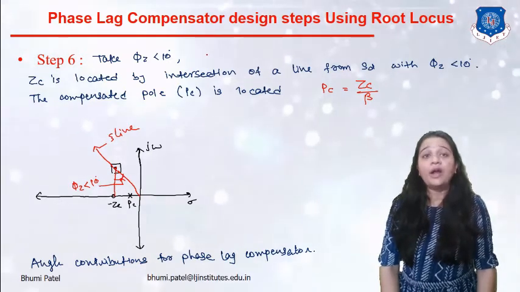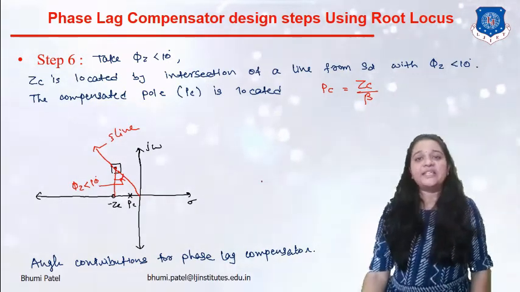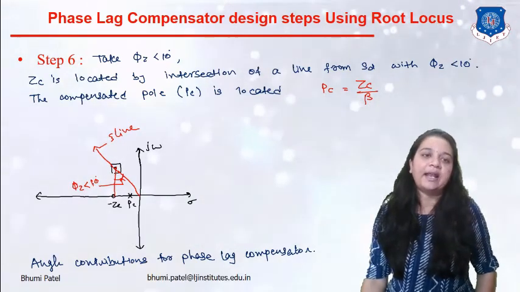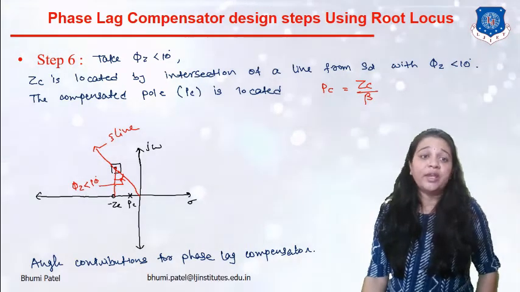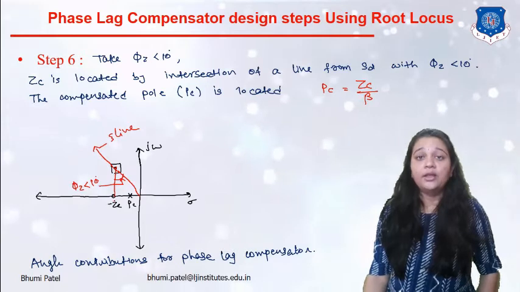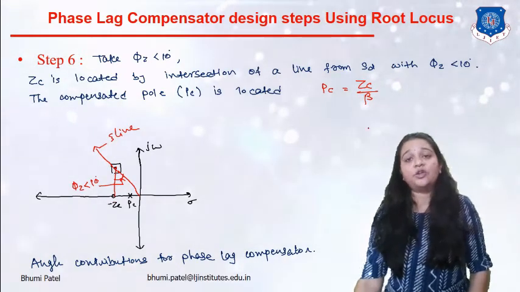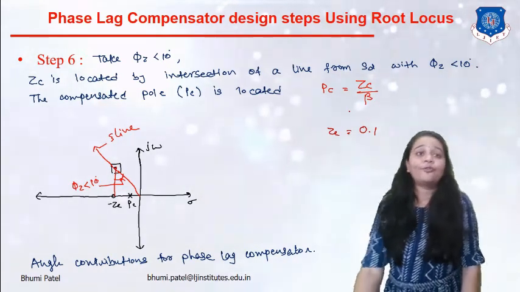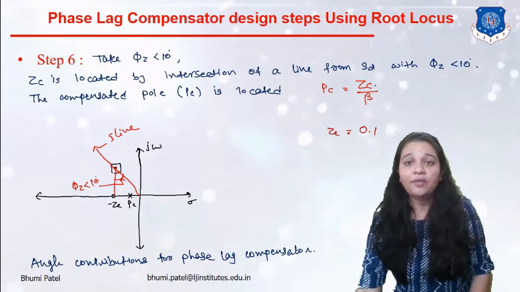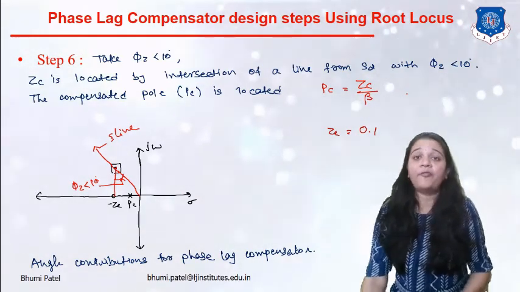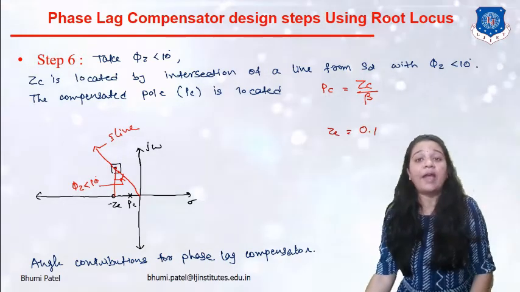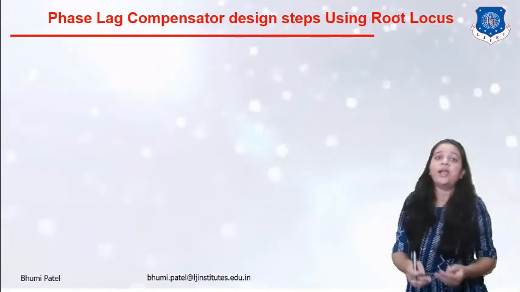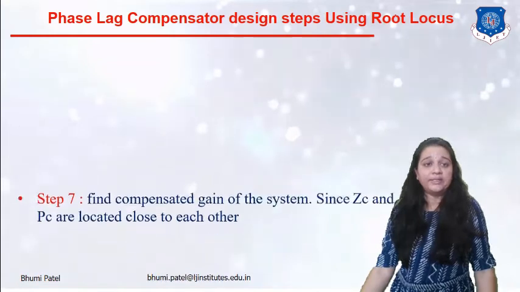And how do we find the value of PC? The equation is PC equals ZC upon beta. As you know, whenever we draw the angle from the zeta line with phi z less than 0, we get the compensator 0, so we can get the value of ZC. Suppose ZC is equal to 0.1, and beta we found in the earlier step. Put the values of ZC and beta, then we can get the compensator pole. So now we have one new pole and one new 0 for the lag compensator.